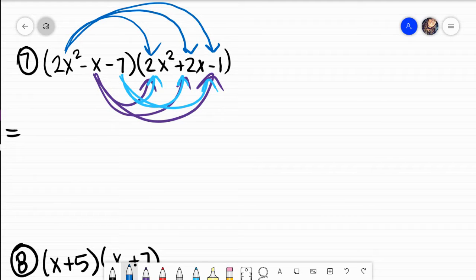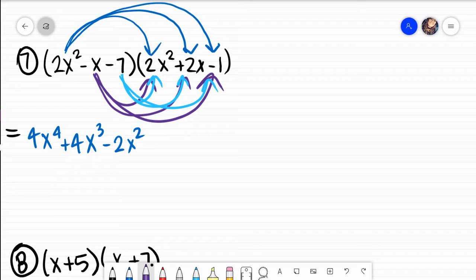2x squared times 2x squared. 2 times 2 is 4. Signs are the same, so it's positive. X squared times x squared is keep and add. 2x squared times 2x. 2 times 2 is 4. Signs are the same, so it's positive. X squared times x, keep and add. 2x squared times a negative 1. 2 times 1 is 2. Signs are different, so it's negative. X squared times no x squared is just x squared.